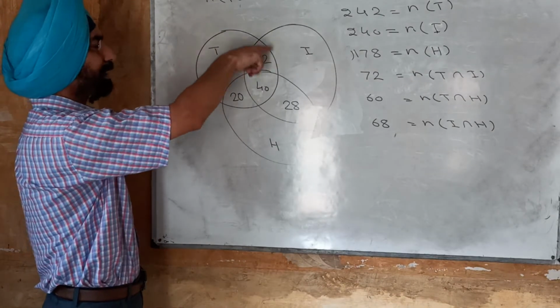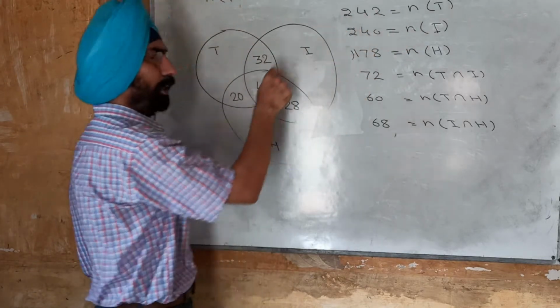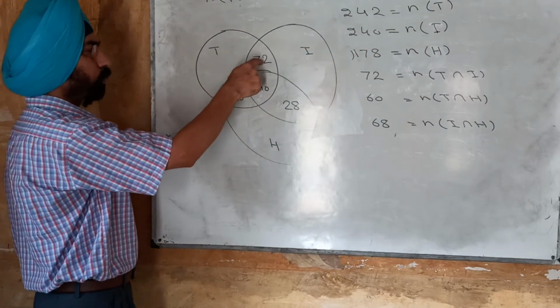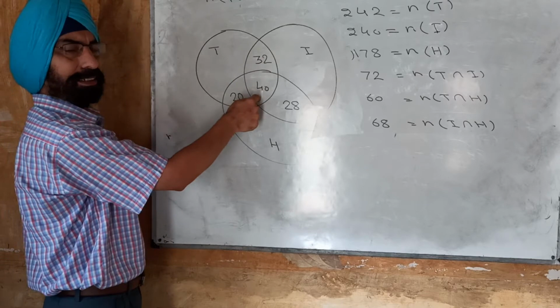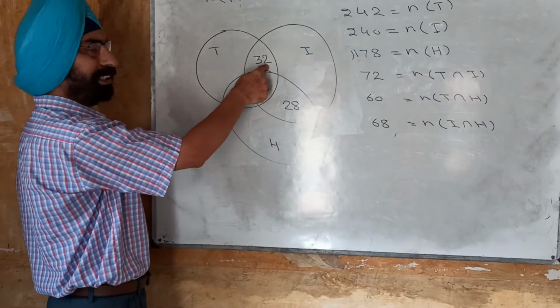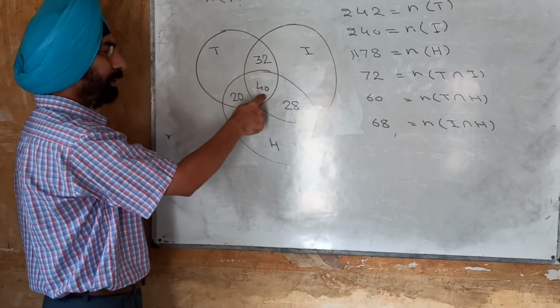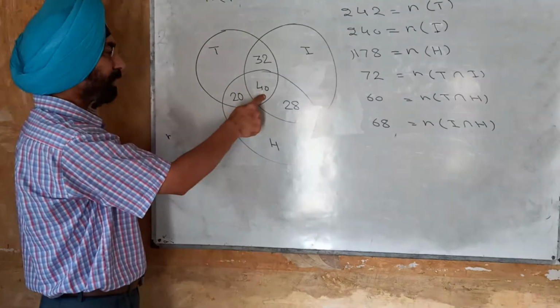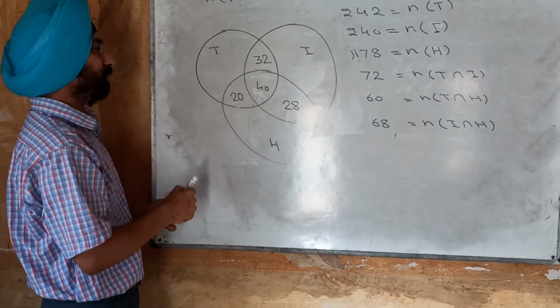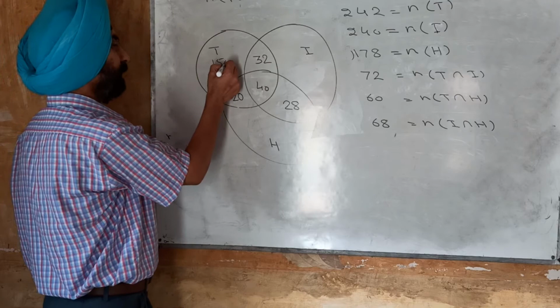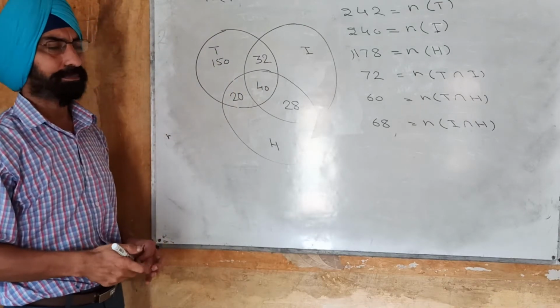Now look at the set of T. The total number of members in T is 242. Out of 242, these are written here. So 242 minus 32 is 210. 210 minus 40 is 170. 170 minus 20 is 150. So these are the 150 members here.